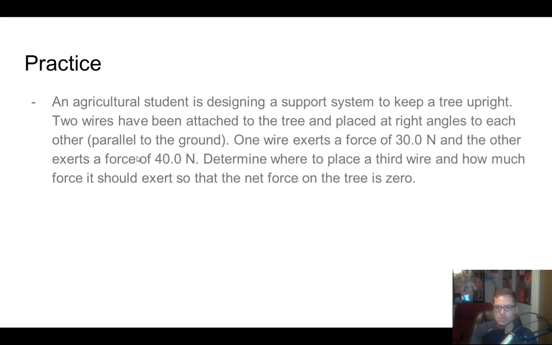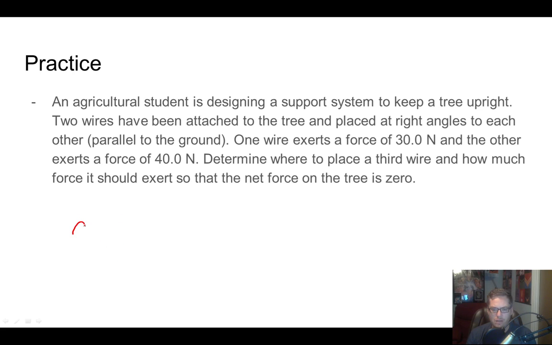All right, let's do a practice problem, and then we'll call it good. So we've got an agriculture student, and he's designing a support system to keep a tree upright. He's already attached 2 wires to the tree, and he's put them at right angles to each other, and they're parallel to the ground. One wire exerts a force of 30 newtons and the other exerts a force of 40 newtons. We want to determine where to place a third wire and how much force it should exert so the net force on the tree is 0.